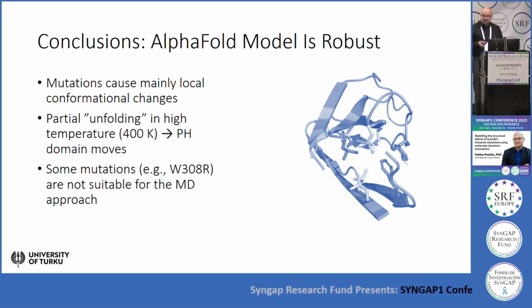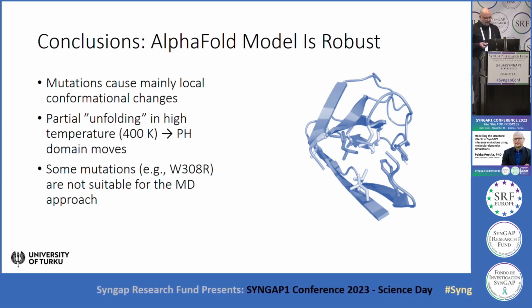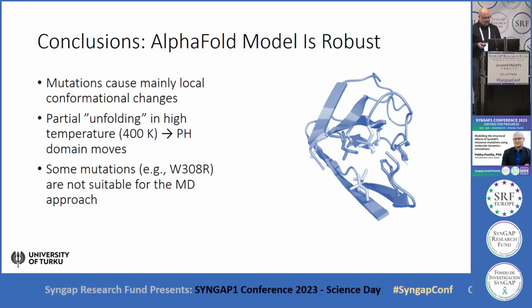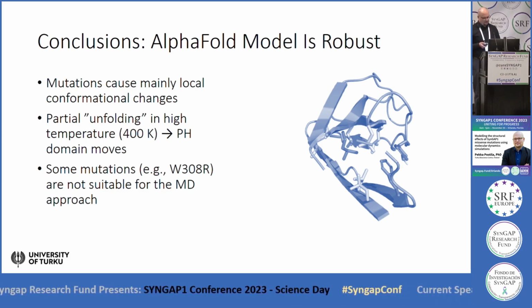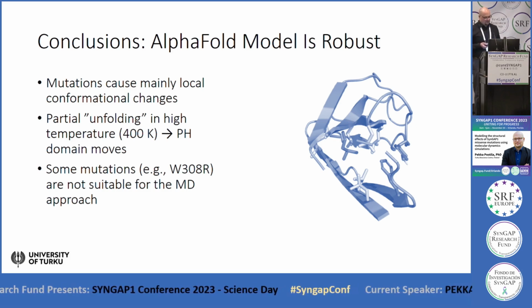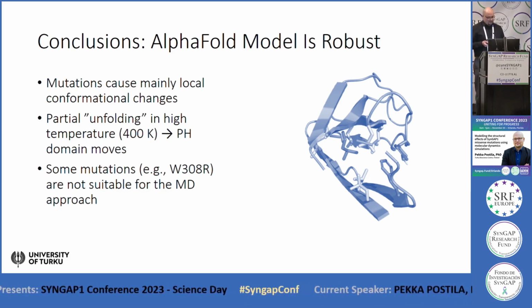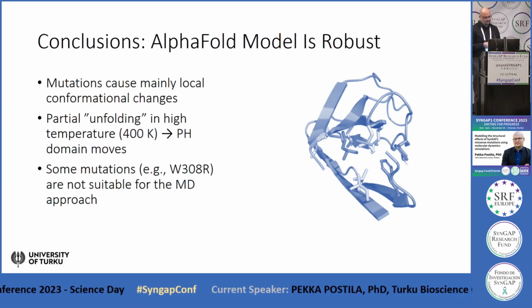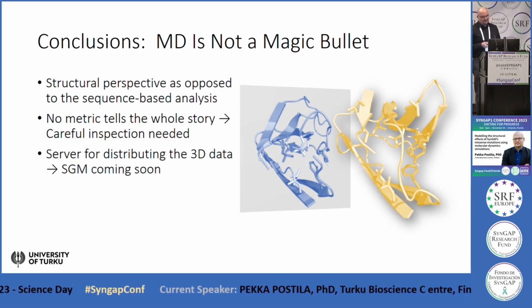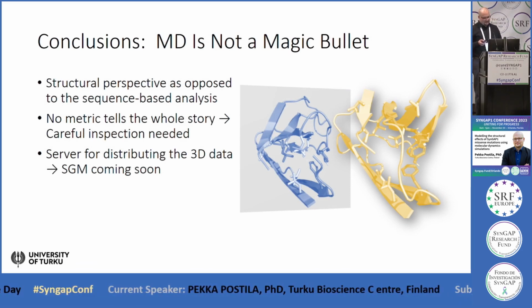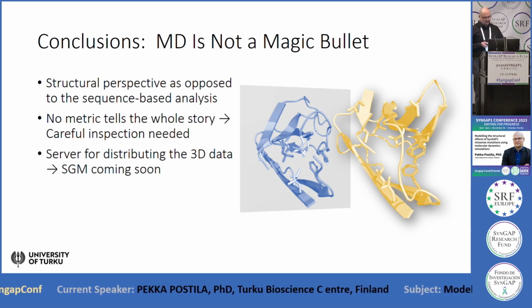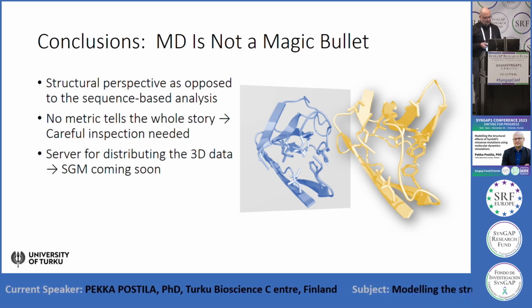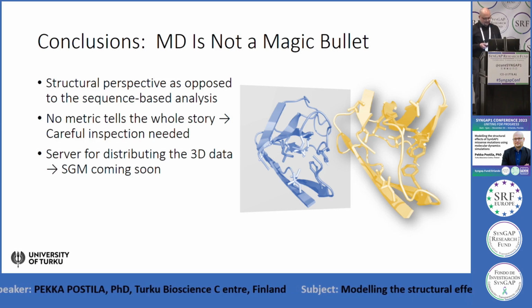So what are the conclusions? The AlphaFold model is actually pretty robust under simulations once you use the reliable parts of it. And we see these local changes for sure. We can even get it to unfold a little bit, we just boil it, with 400 Kelvin temperature. Most of the movement happens with the PH domain, which was not fully included in the model. With some mutations, it's not really working that well because we're introducing a similar sized residue somewhere inside the protein, and the force field does its best, but it's not able to necessarily fix it.